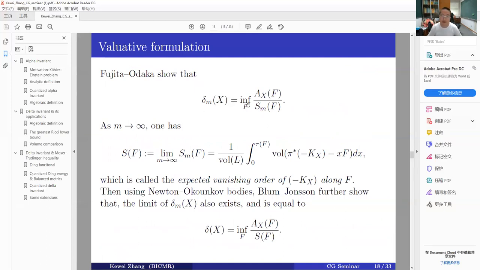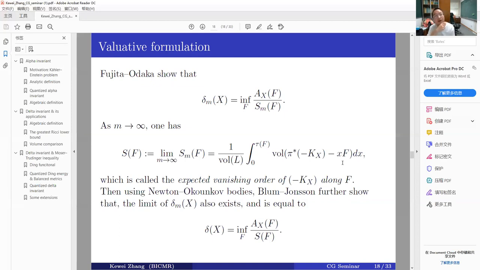You can show that this delta M invariant is equal to the inf of this quantity, the log discrepancy of this M expected vanishing order. Then you let M go to infinity. And the limit of this quantity has a very interesting form, which is the integral of some volume function. Here, let me explain the volume of the line bundle. You can think of this as some growth condition for the holomorphic sections of this line bundle when you take a sufficiently large multiple.